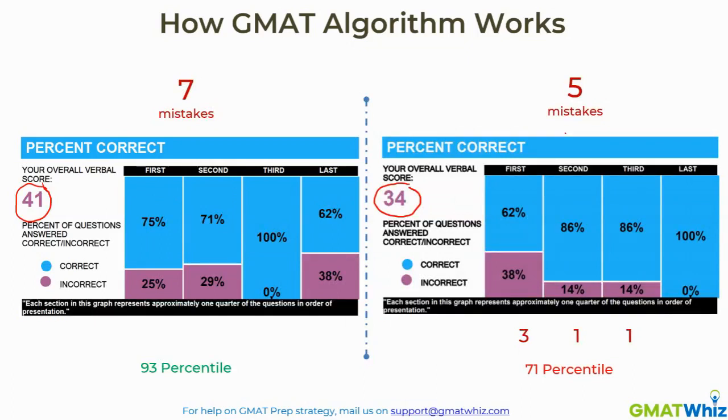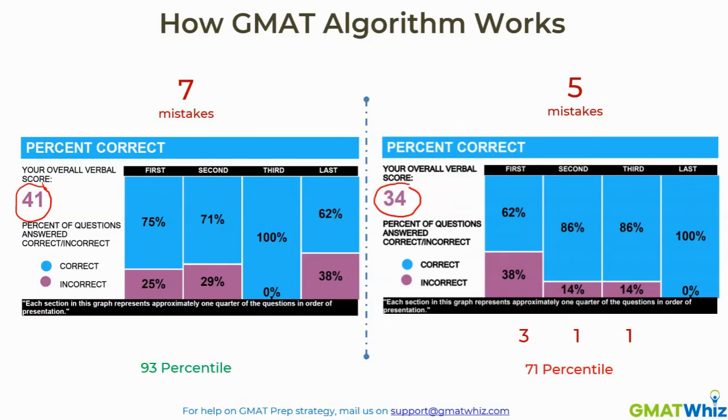This guy who made 5 mistakes got a percentile of 71, and I got a percentile of 93. Okay, this is how the GMAT algorithm works. How many of you are thinking that the GMAT algorithm is crazy or unfair? Let's keep it that way. So select yes if you think the GMAT algorithm is unfair.